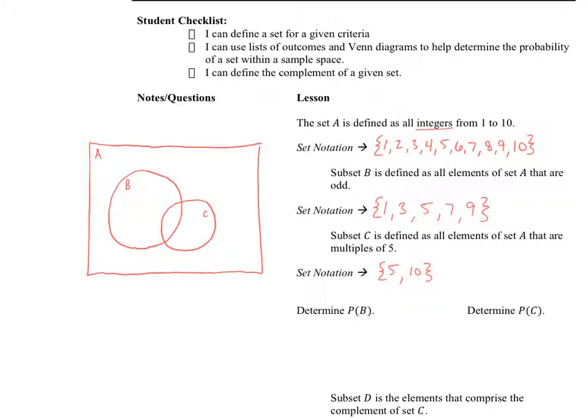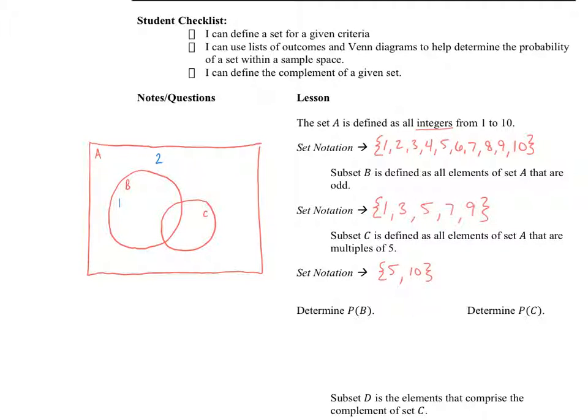So the number 1, well, I see that the number 1 is in A, so I know it belongs in this box somewhere, but I see that it also shows up in B. It does not show up in C. So I want to make sure that it's inside of B, which is inside of A, but not in C. So I'm going to put the number 1 inside of B. The number 2 only shows up in set A. So I'm only going to put the number 2 inside of the box, but not inside either of our circles.